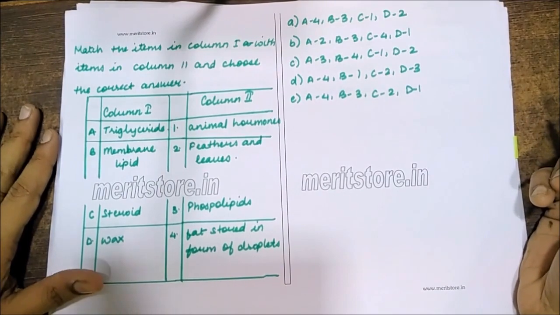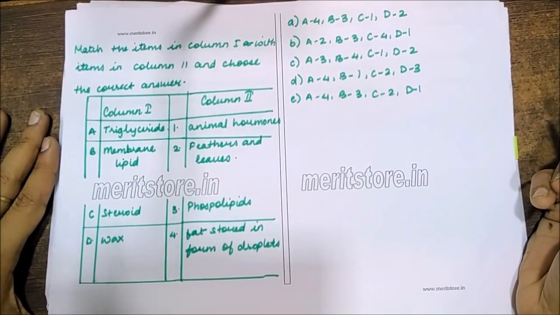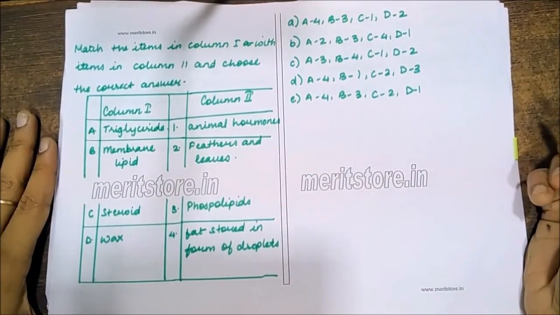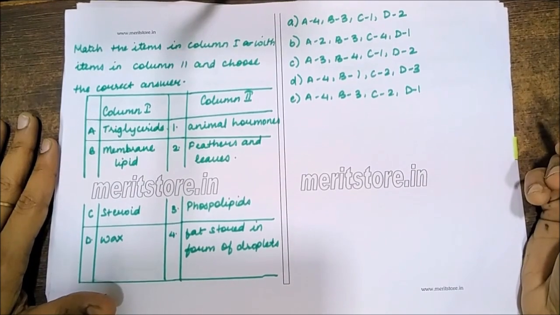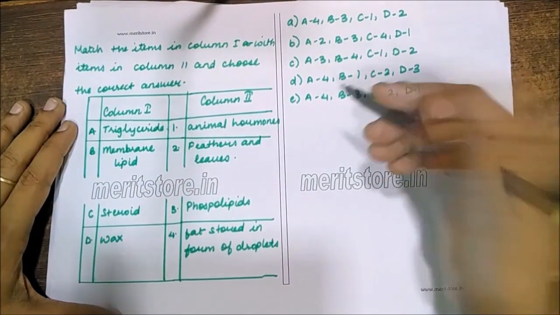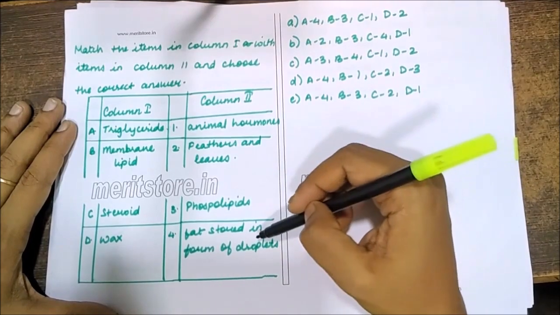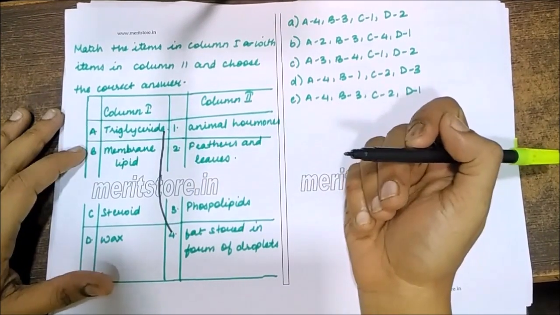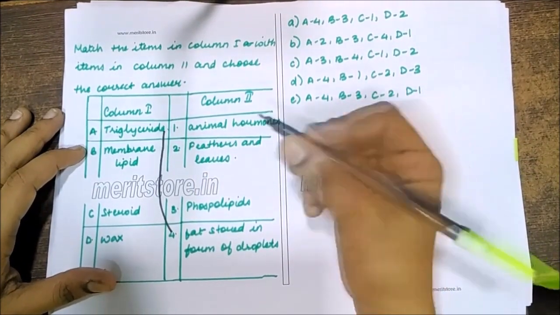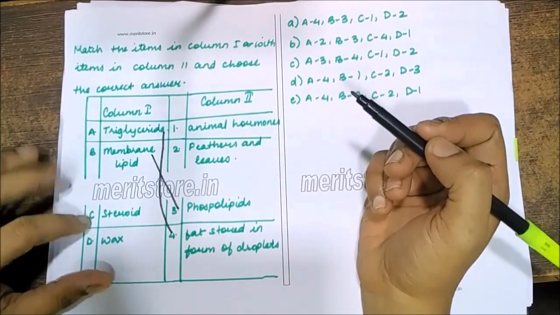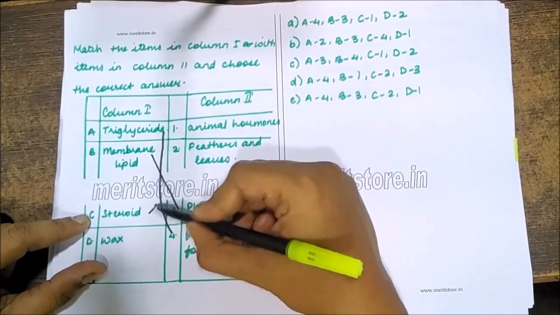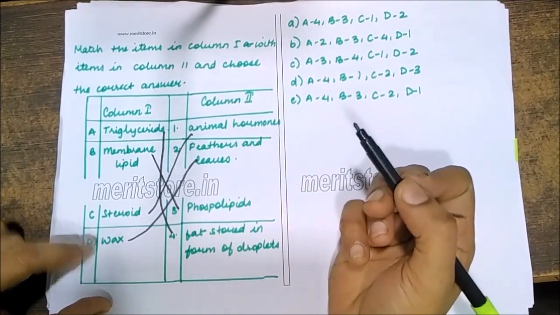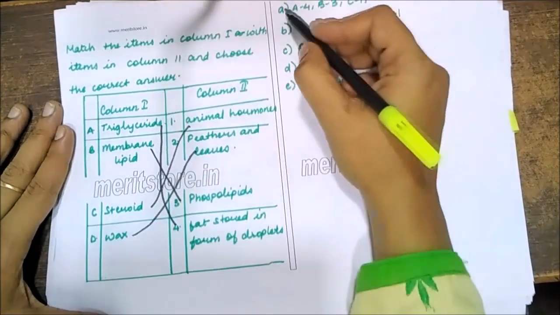Identify the items in column 1 with the items in column 2 and choose the correct answer. See here, triglyceride, animal hormones, feathers and leaf, phospholipid, or it is fat stored in the form of droplets. So triglyceride goes with 4. Membrane lipid is phospholipids. Steroids is an animal hormone. And wax found in feathers and leaves. Okay, so the correct option is A.